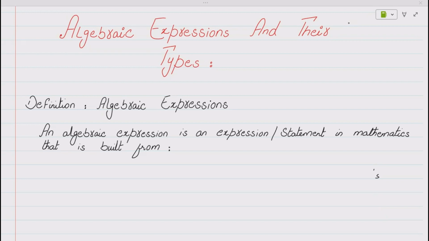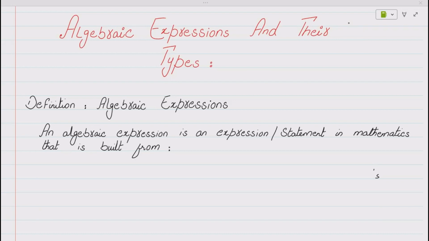So as you know, there are statements or expressions in English, and in English, statements and expressions are formed from verb, adverb, noun, pronoun, etc. So likewise, in mathematics, there are objects from which mathematical statements or expressions can be built. So in mathematics, an algebraic expression can be built from four objects. So what are these four objects?